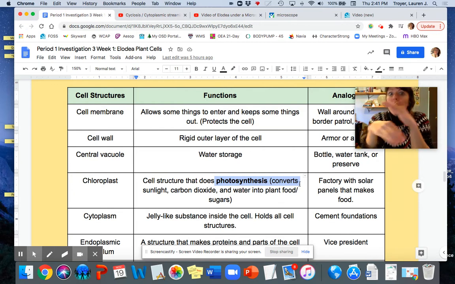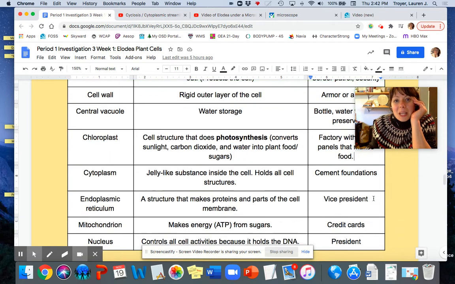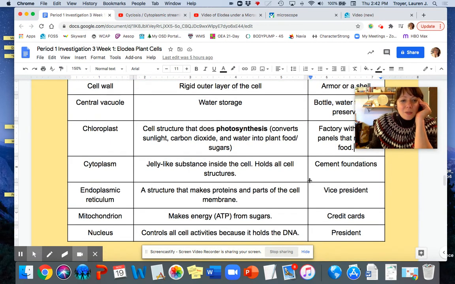And basically all animals rely on this process, because even if you don't eat plants, I'm sure you do, but if you don't eat plants, you eat animals that eat plants. So photosynthesis is kind of like everything. It's very, very important. And our analogy for that was we thought it was kind of like a factory with solar panels that makes food. So I thought that was a great analogy. The kids were coming up with such great analogies for this.